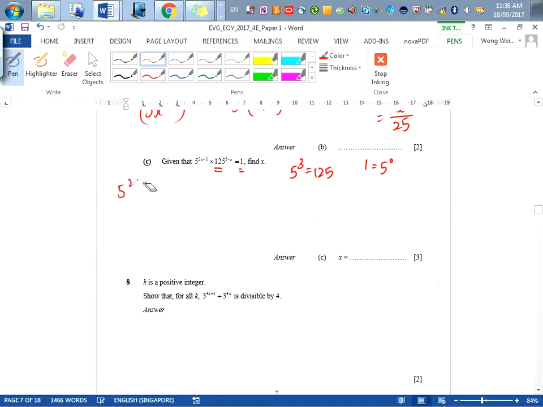5 to the power 2x minus 1 times 5 to the power 3 minus x equals 5 to the power 0. So we just compare the powers only. 2x minus 1, because over here we are multiplying, we therefore add the powers up, plus 3 minus x equals 0. Solve, you get x equals 8.